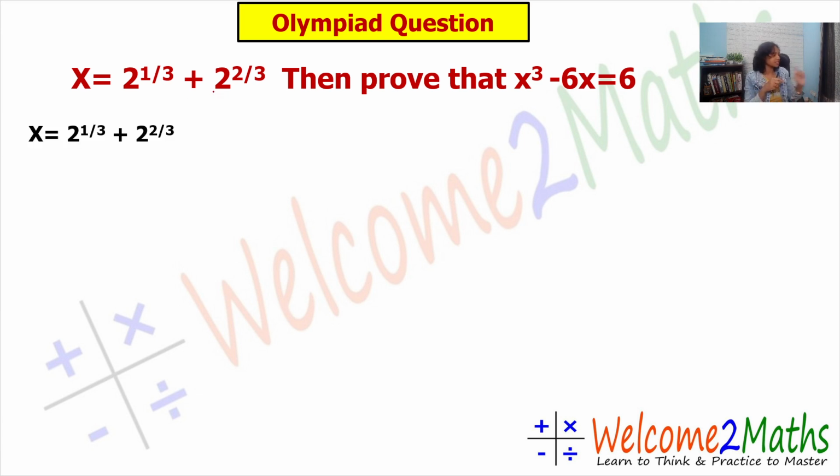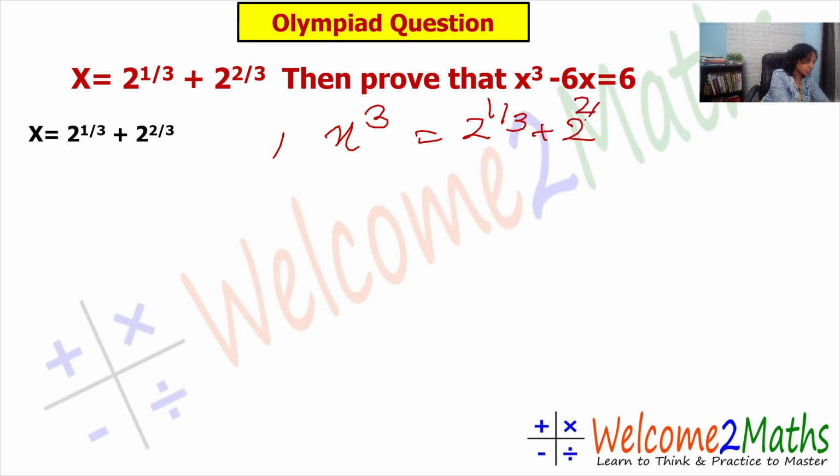So our question is: x is equal to 2 to the power 1/3 plus 2 to the power 2/3, and you have to prove x cube minus 6x is equal to 6. But how? Let me show you. Here we have to find x cube, so we can take the cube on both sides. That means x cube, and here we can write (2 to the power 1/3 plus 2 to the power 2/3) whole cube. In this way we can write.